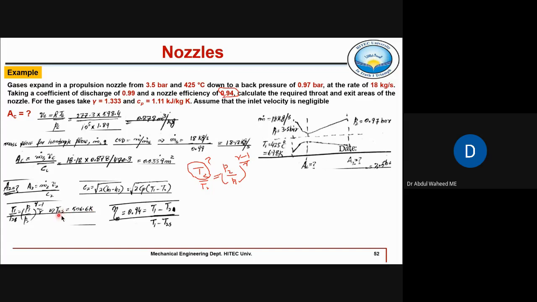So we will use this T2s in the nozzle efficiency equation to find out T2. By putting in values, with T1 given and everything in Kelvin, T2 is 518.1. So you can see here the actual temperature, 518, is higher compared to the isentropic temperature. Why did the temperature rise? Because due to friction, some heat is generated, and some portion of this heat is transferred to the fluid itself.